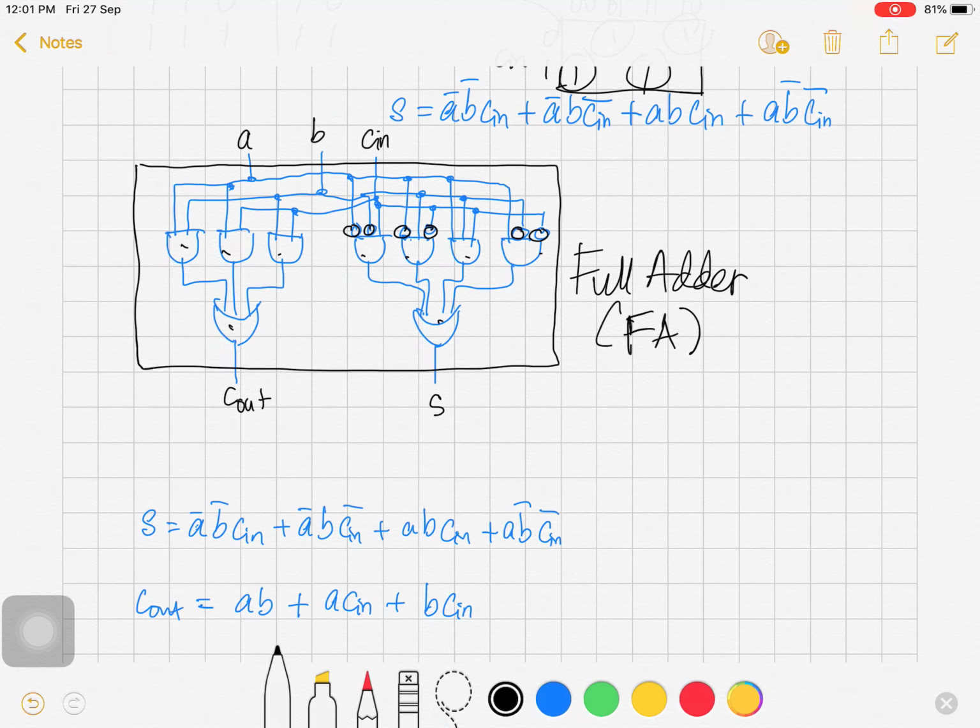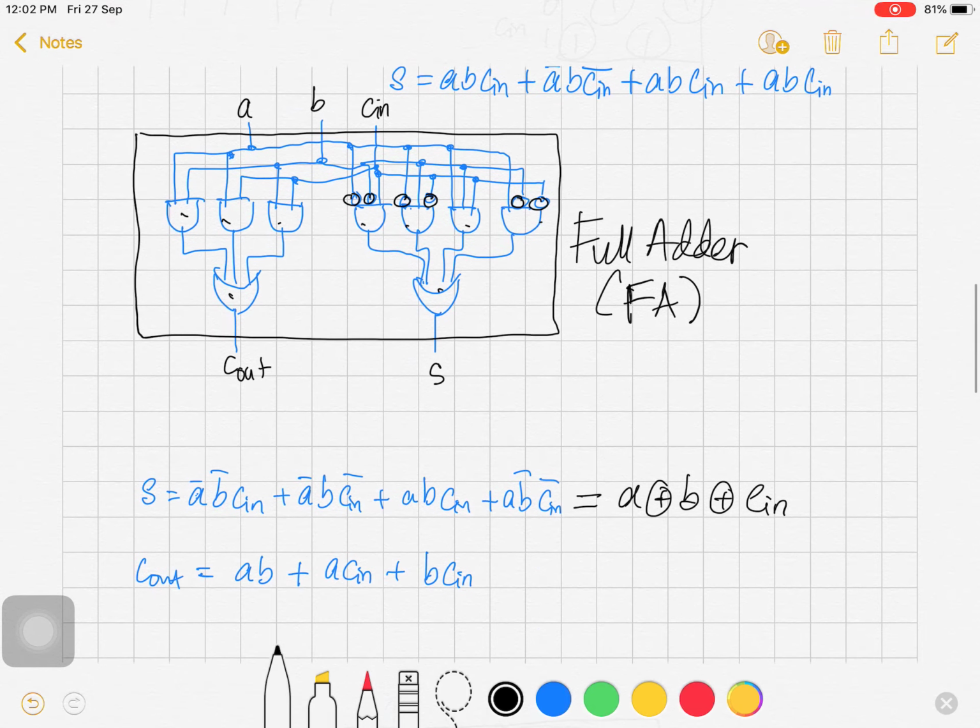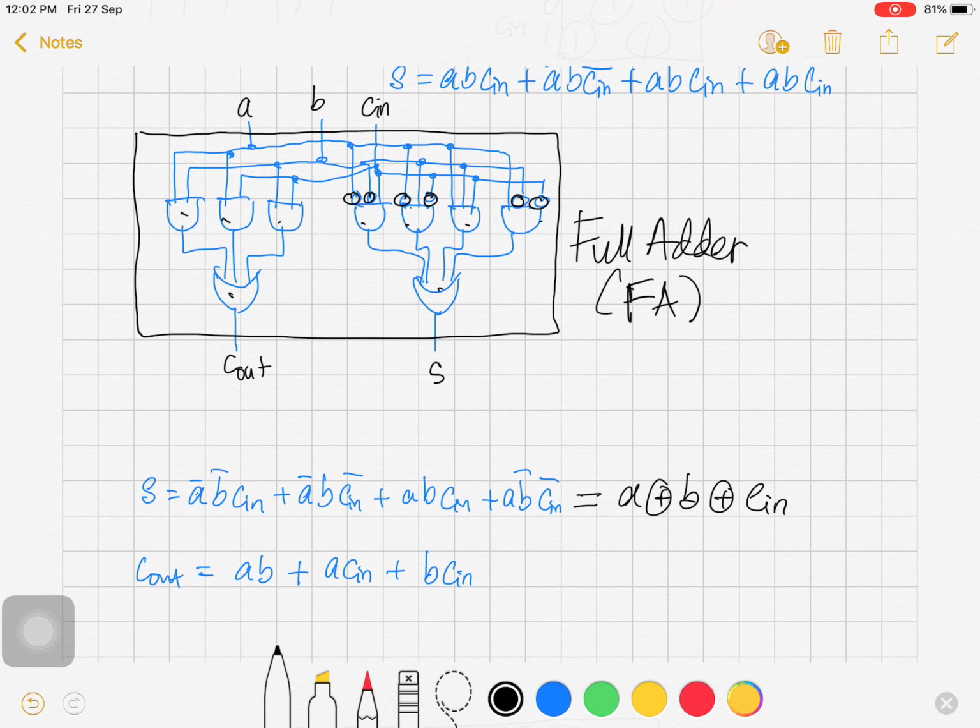The expression for sum can in fact be written in a more compact form, such that this equals A XOR B XOR Cin. I leave this to you to prove the equivalence of this expression using perhaps some Boolean identities. The expression of carry out can also be presented in an alternative form.